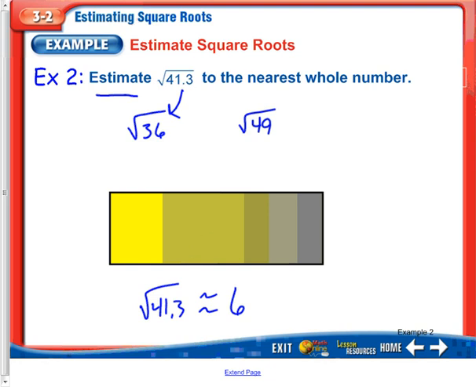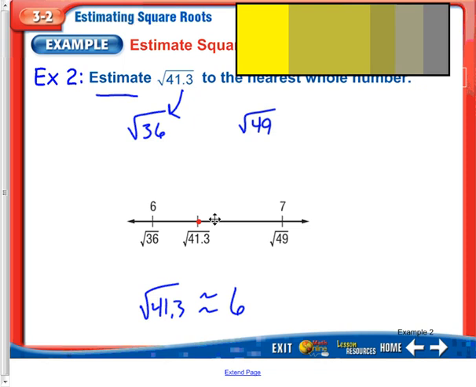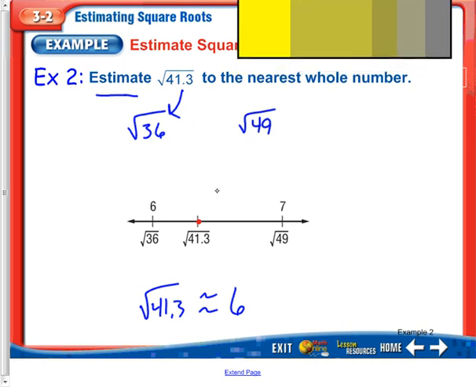Okay, and so if we want to see how it looks on the graph, it's really close to being in the middle here, as you can see, but it is closer to 6. So we will say that it's about equal to 6, because the directions say it wants the nearest whole number. It doesn't want like 6.5 or something like that.